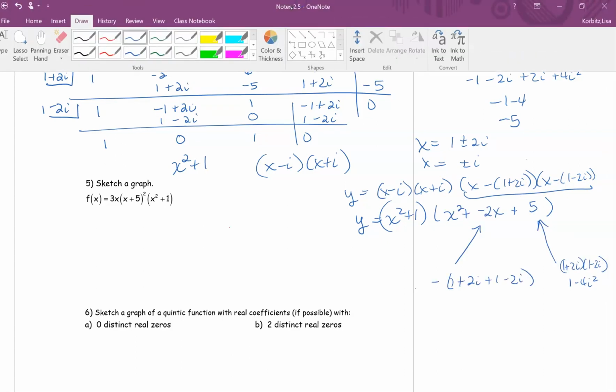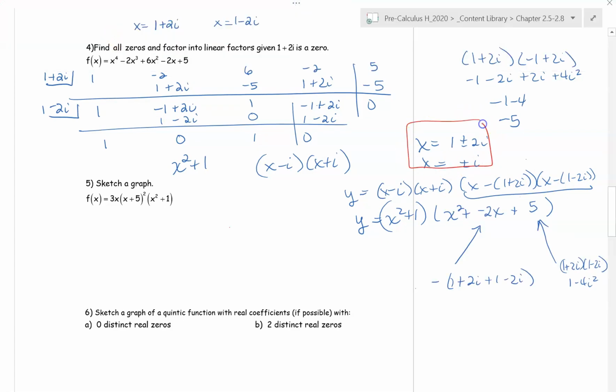Okay, so we found our zeros. And then again, I decided to take the opposite of the sum of the solutions for the middle term and multiply the solutions for the constant. There we go. Okay, so let's go ahead and try number 5.